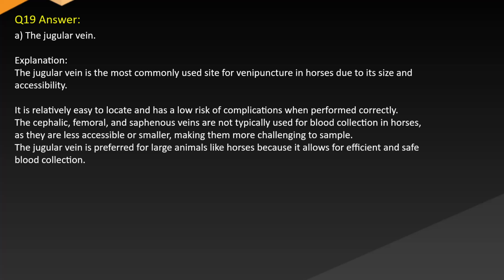The cephalic, femoral, and saphenous veins are not typically used for blood collection in horses, as they are less accessible or smaller, making them more challenging to sample. The jugular vein is preferred in large animals like horses because it allows for efficient and safe blood collection.